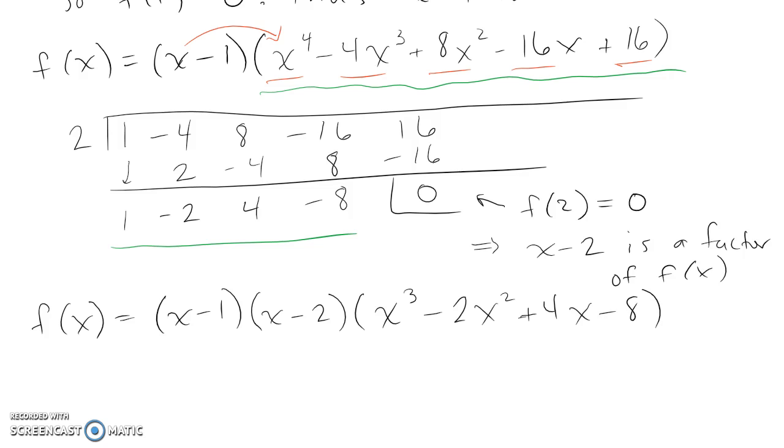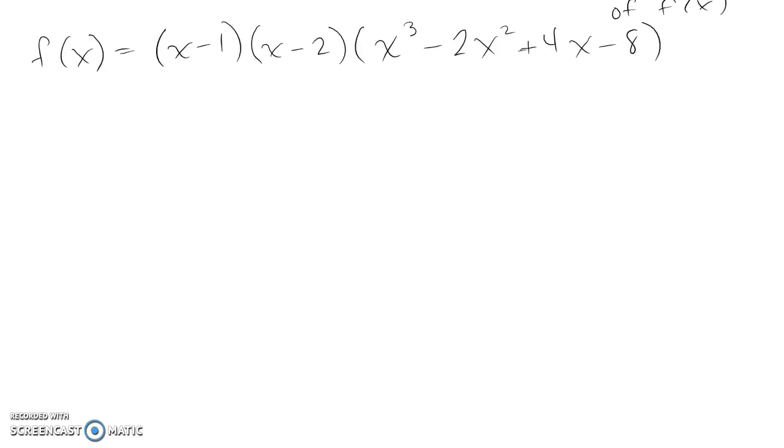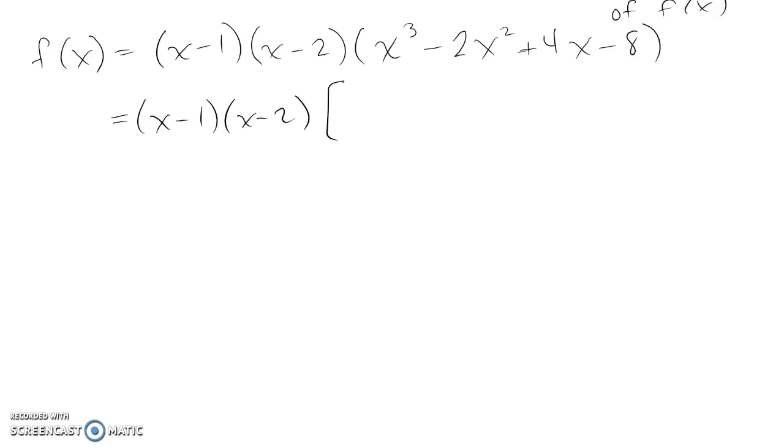Great. Now that we're down to a cubic with 4 terms, this might be something we could factor using techniques of factoring. So that's what I'm going to do here. I know that I have x minus 1 and x minus 2 as factors, and this would be a nice review. I can group x cubed and minus 2x squared together. I can group 4x minus 8. Remember, this is called factor by grouping.